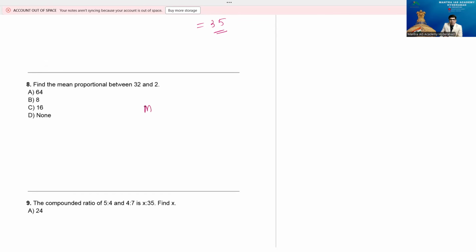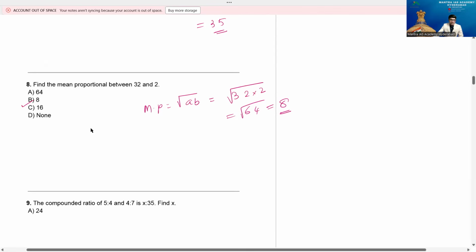Find the mean proportional between 32 and 2. I told you the formula for mean proportional: root of AB. So the first term is 32, second is 2. Root of 32 into 2 is root 64, and root 64 comes out as 8. So find the mean proportion of this, and exactly 8 is the right answer here.